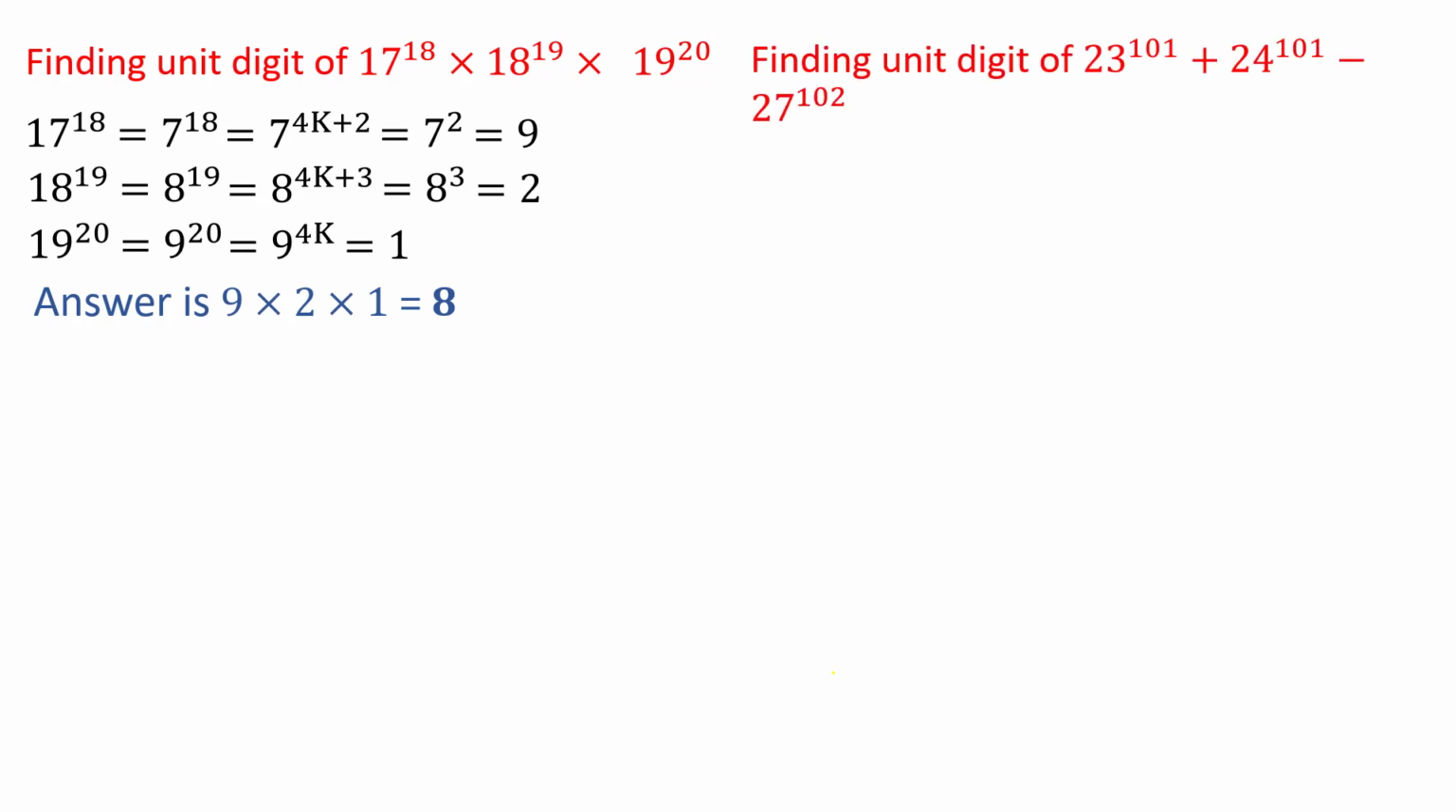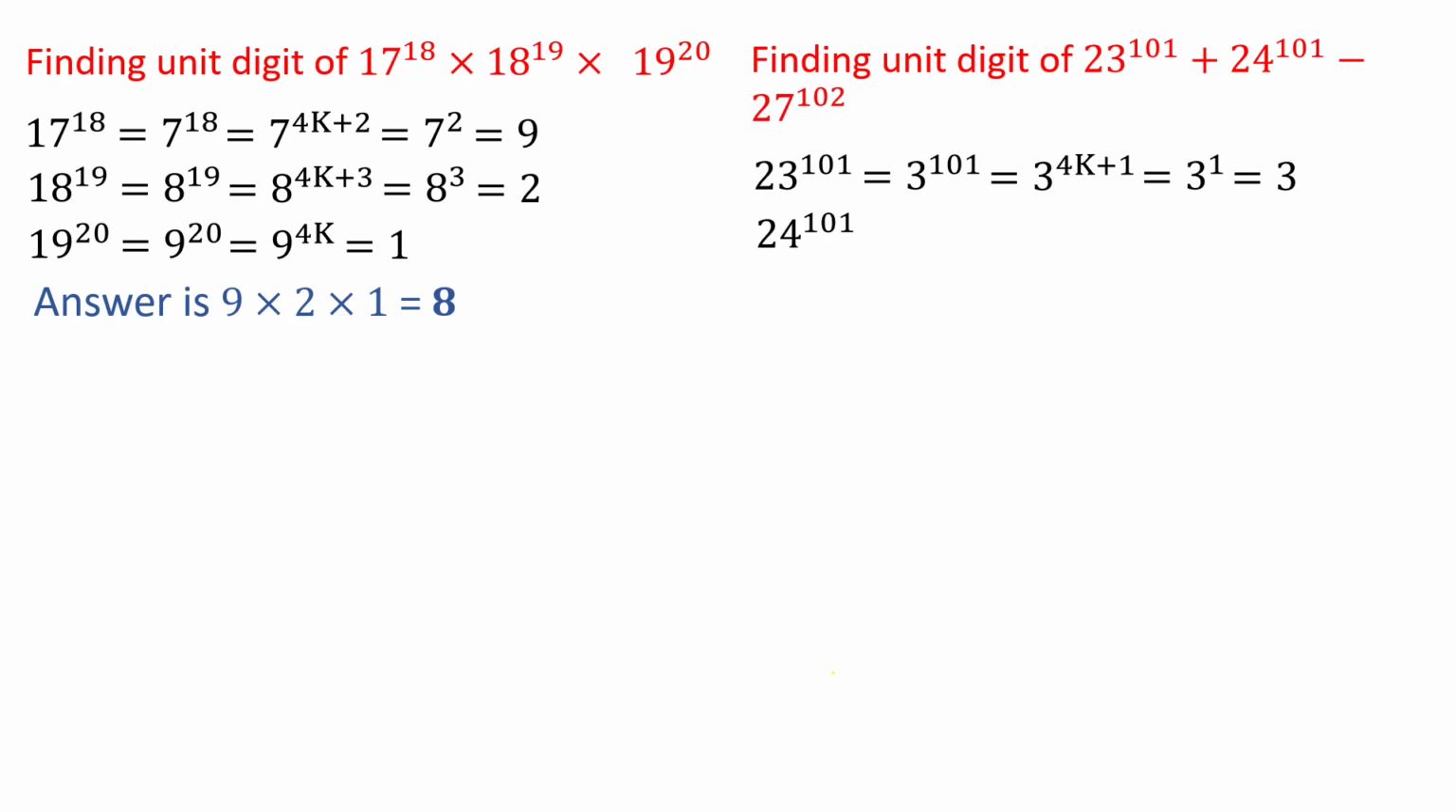Let's have a look at one more example. Find the unit digit of 23 to the power 101 into 24 to the power 101, minus 27 to the power 102. Multiplication and then minus. So let's find the individual unit digits. First of all, 23 to the power 101. Its unit digit is the same as 3 to the power 101. Divide the power by 4, the remainder is 1, so we can express the power as 4k plus 1. So the unit digit of 3 to the power 4k plus 1 is the same as 3 to the power 1, that is equal to 3.